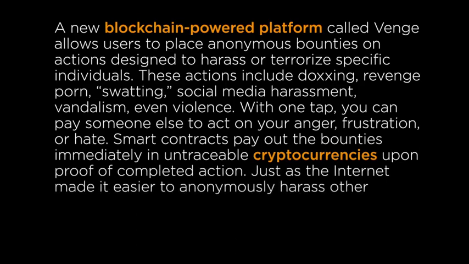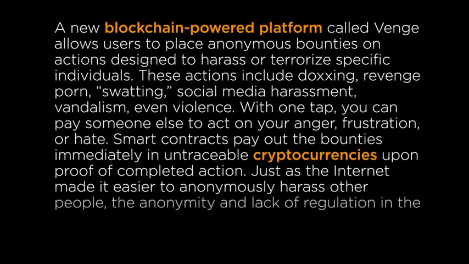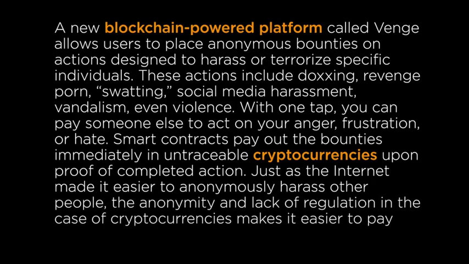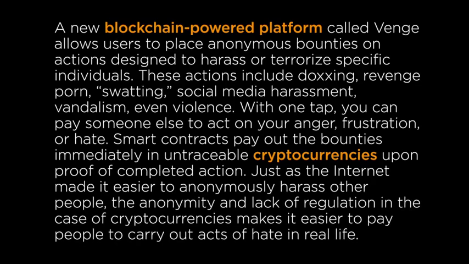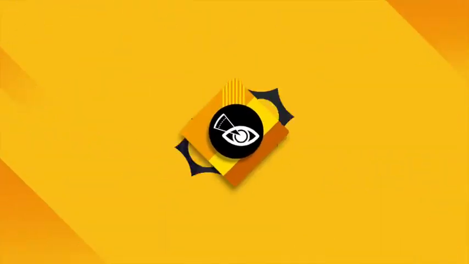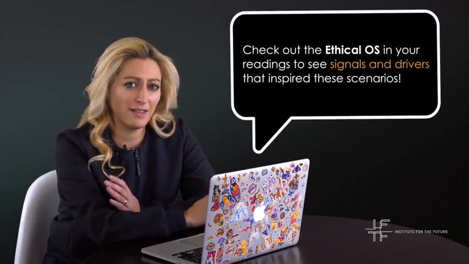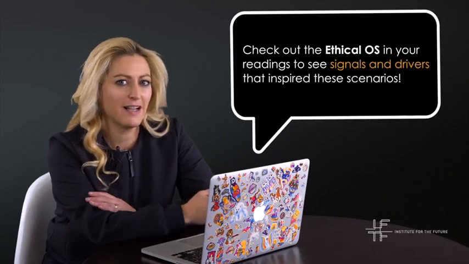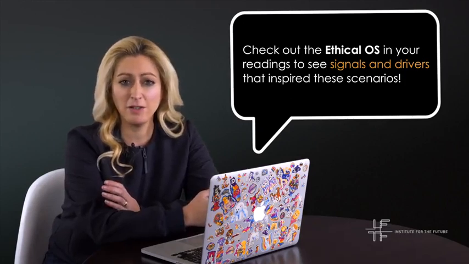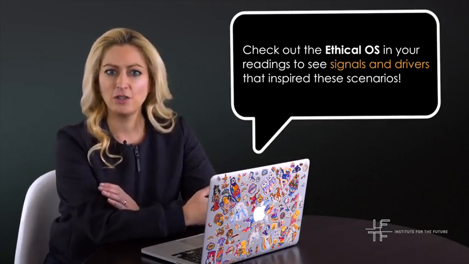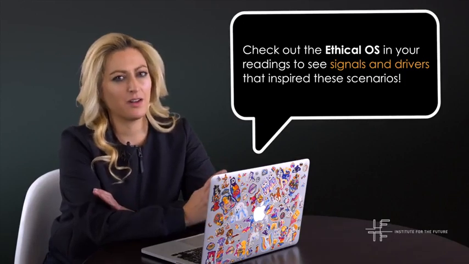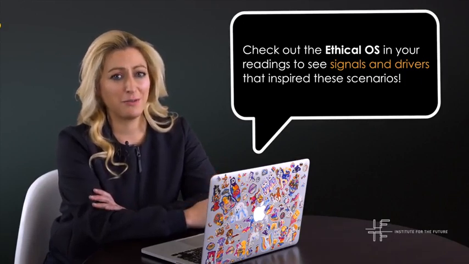Just as the internet made it easier to anonymously harass other people online, the anonymity and lack of regulation in the case of cryptocurrencies makes it easier to now pay people to carry out acts of hate in real life. So these are some pretty challenging and not the happiest or most optimistic of scenarios. I do want to give you a chance to look at the signals and drivers underneath them, so check out this week's reading materials. Maybe these are scenarios that inspire you to take action today to prevent these futures, because not all scenarios describe worlds that we do want to live in.